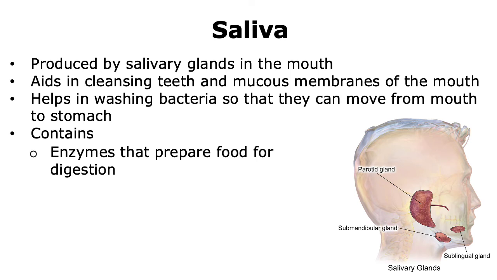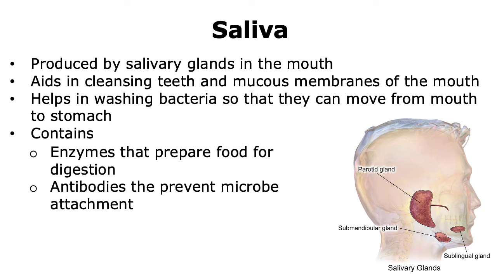Saliva has different molecules like enzymes that prepare the food for digestion. So we do have enzymes like amylase that can start breaking down the starches that are there in our food and help in digestion that way. Saliva also has antibodies that prevent the microbes from attaching to the different epithelial surfaces.